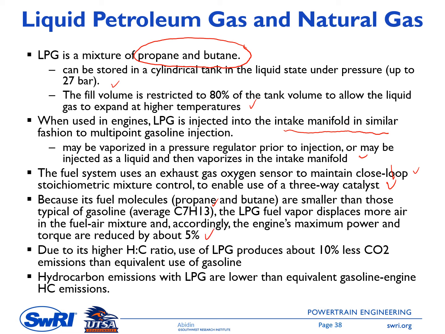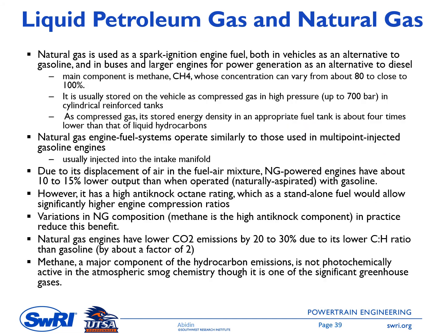Okay, and then due to its higher HC ratio, use of LPG produces about 10% less CO2 emission than equivalent use of gasoline. This is a good thing of having LPG. So once again, it has a higher HC ratio, which results in less CO2 emission. And then hydrocarbon emission with LPG is lower than equivalent gasoline engine HC emission. Next one, natural gas fuel.